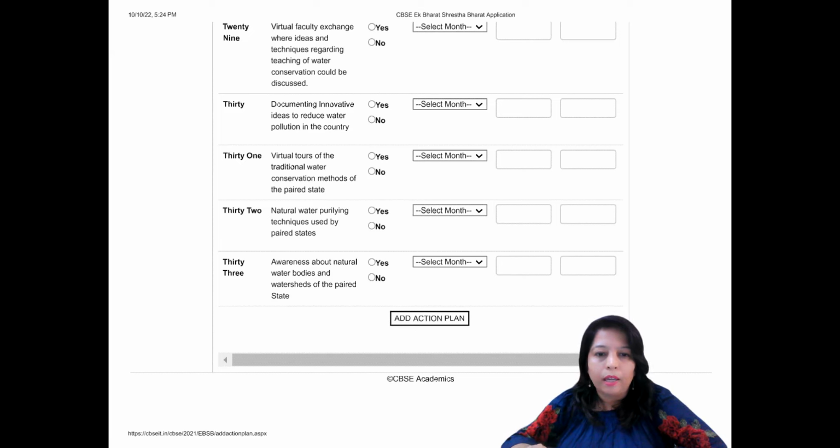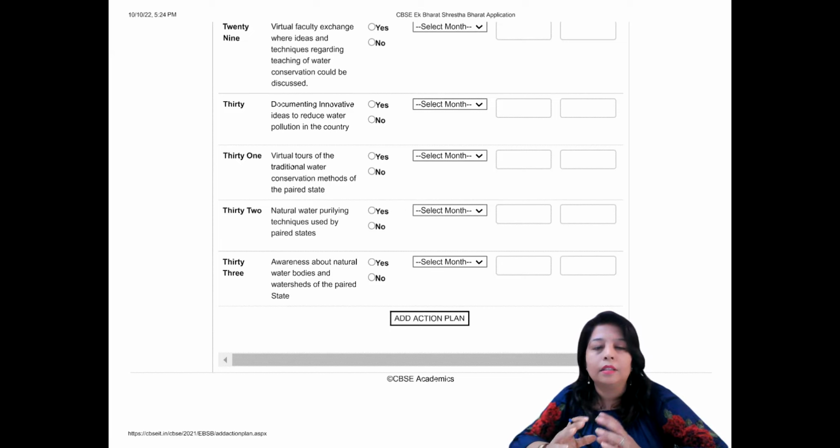32, natural water purifying techniques used by the paired states, science department, in collaboration with the IT team. Activity number 32. Activity number 33 is awareness about natural water bodies and watersheds of the paired states. Again, activity number 33 is to be done by the social science department along with IT.